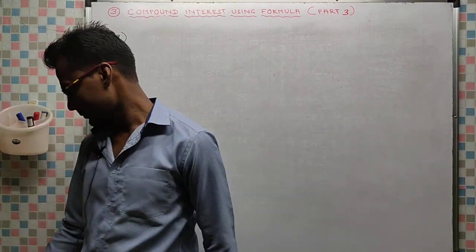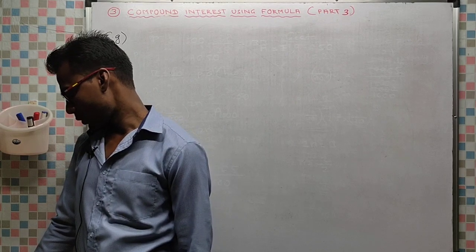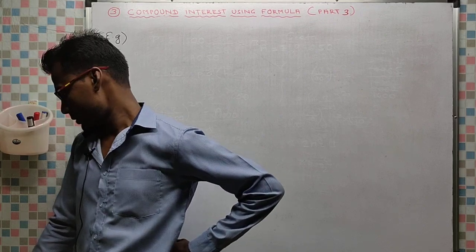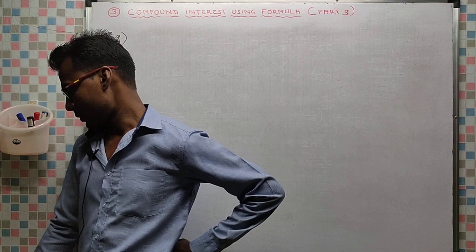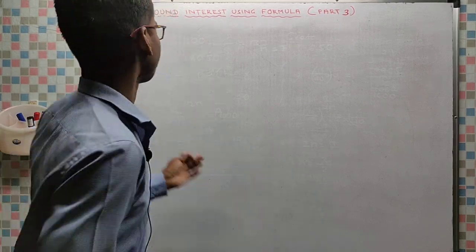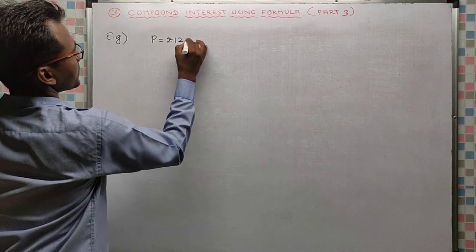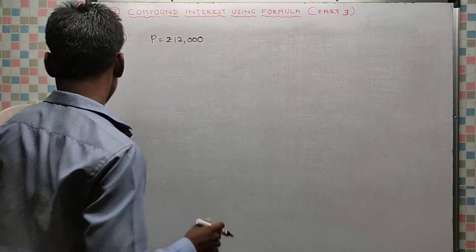Next example: find the difference between compound interest and simple interest on rupees 12,000 in 1.5 years at 10% compounded half yearly. P is given, rupees 12,000. This is the last example for part 3.